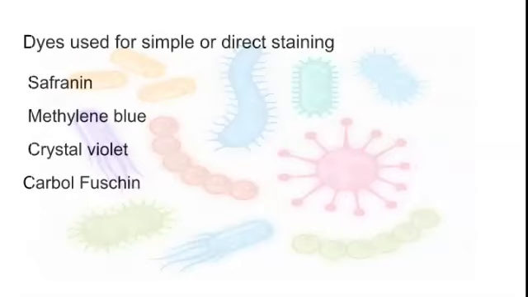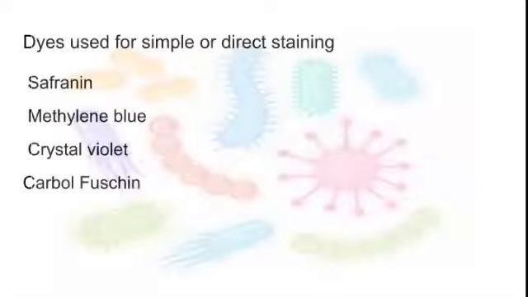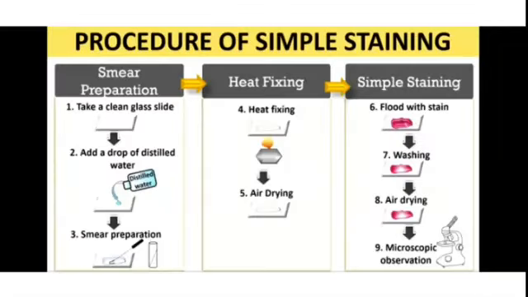The dyes used in simple or direct staining are safranin, methylene blue and crystal violet. Mostly they are basic stains. Rarely we use carbolfuchsin also. So what is the procedure here? As we said, there are three phases in simple staining: smear preparation, heat fixing, and simple staining.